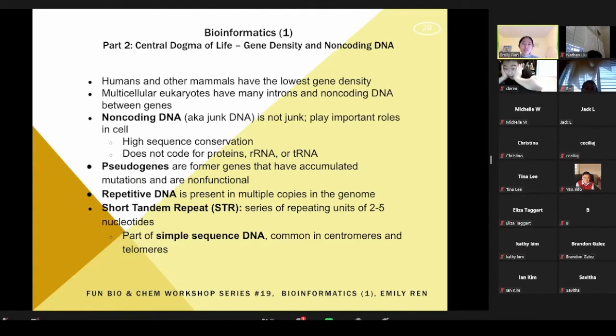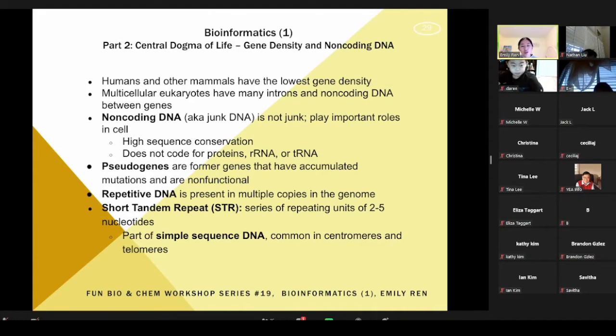Now let's talk about gene density and non-coding DNA. Not all DNA in the human genome actually codes for something and is expressed. So there's something called non-coding DNA or junk DNA that's actually not junk. They play important roles in the cell, such as high sequence conservation, but they don't code for proteins, which is why they're not expressed.